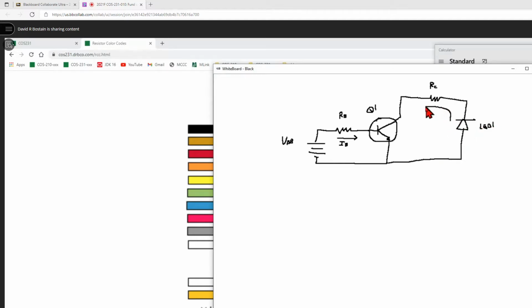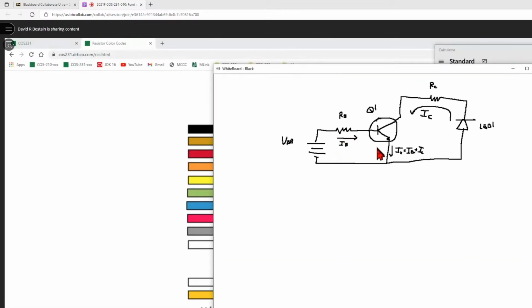Current's going to flow this direction. We call that current IC. And where IC and IB come out of this, we actually have a current called IE, which we won't always show. IE is IB plus IC. Now, Kirchhoff's voltage law says that in the closed loop, all the voltages are going to add up to 0. In here, all the voltages are going to add up to 0.